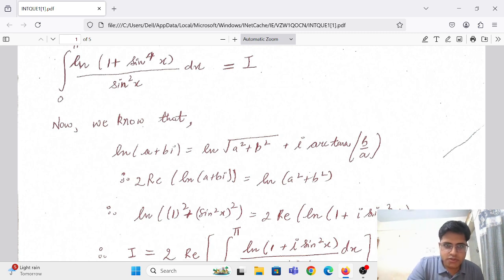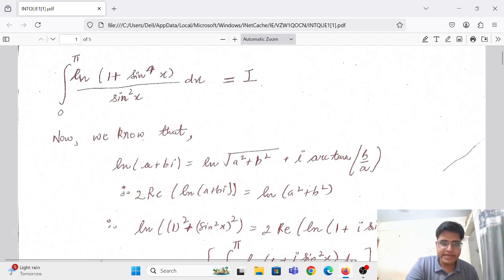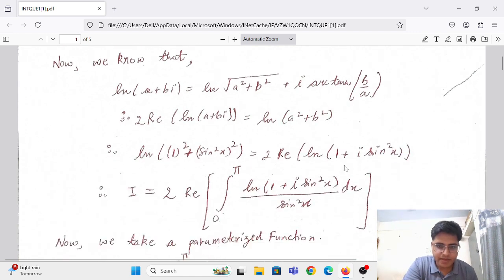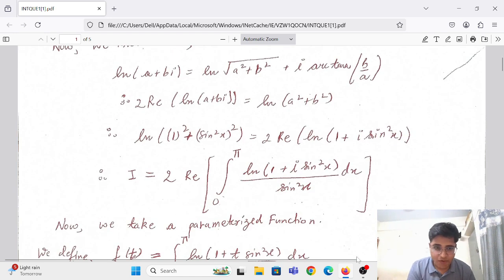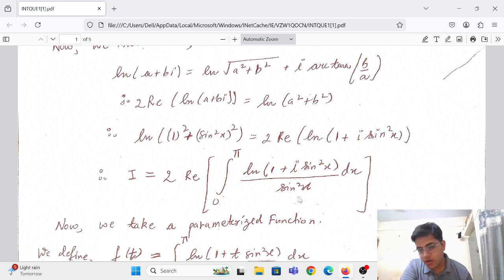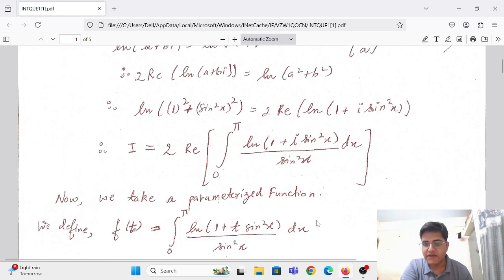So in all, earlier we needed to calculate I, which was the integral from 0 to pi of ln of 1 plus sin to the power 4 x dx over sin squared x. But now our integral transforms to 2 times the real part of the integral from 0 to pi of ln of 1 plus iota sin squared x dx over sin squared x. Now we'll solve this particular integral by the Feynman technique.